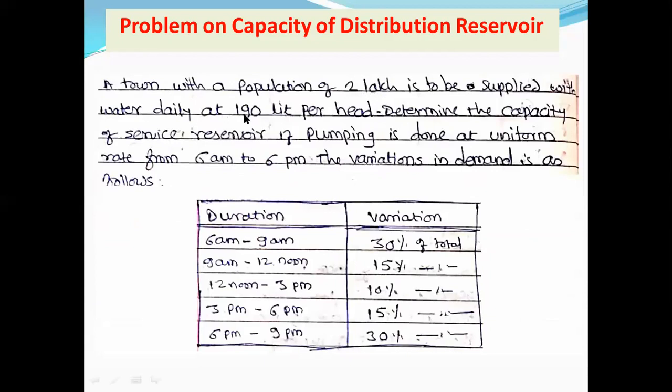This is 2 lakhs multiplied by 190. This will be the volume of water, or you can say capacity. This is the rate of flow. 190 liters per day, right? Are you getting my point?